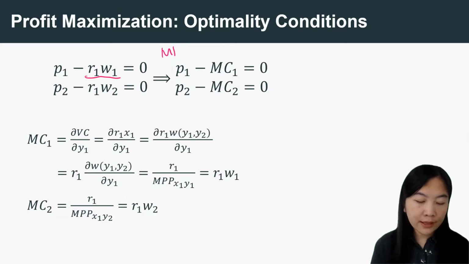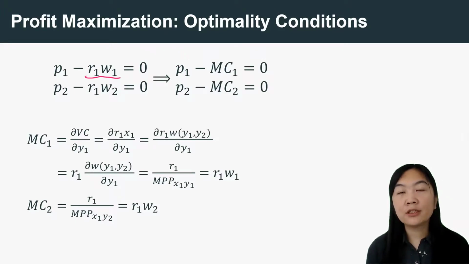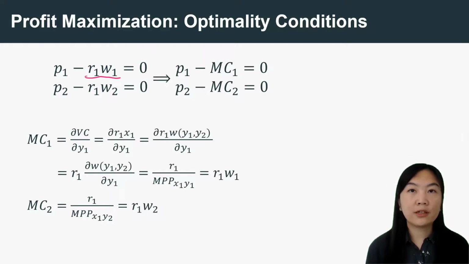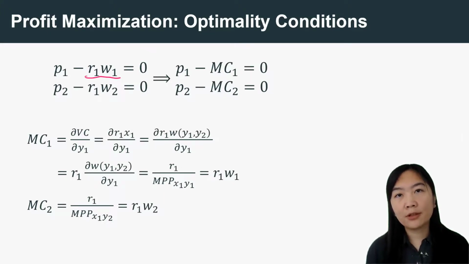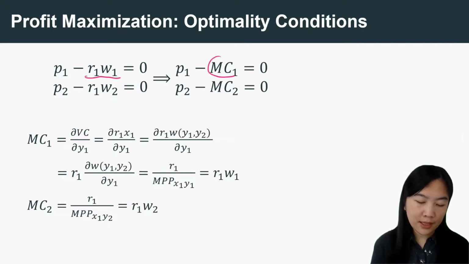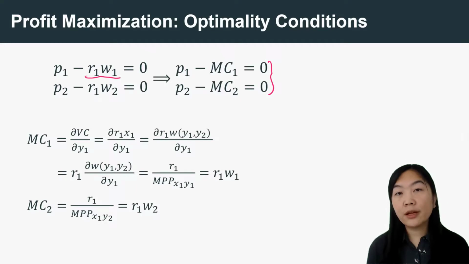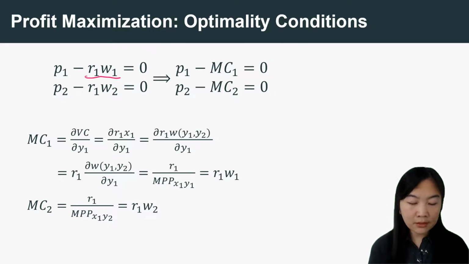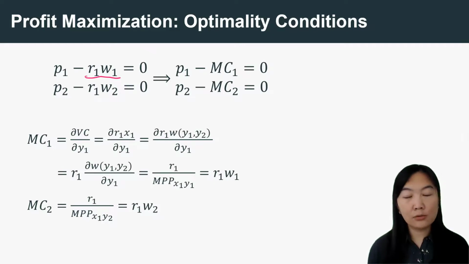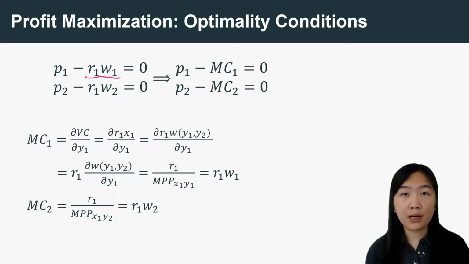So for the last infinitely small unit of the output produced, the marginal return, MR, which is P1 in the perfect competition case, has to equal the cost of that infinitely small unit, and that is your marginal cost. So we have two outputs here, and there will be two conditions. For each of the outputs, the marginal revenue has to equal the marginal cost. So let's see why this R1W1 is equal to the marginal cost.